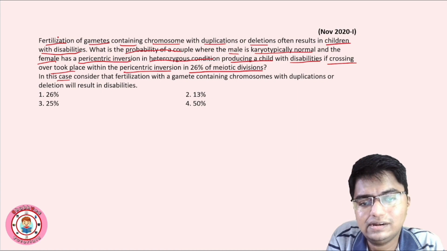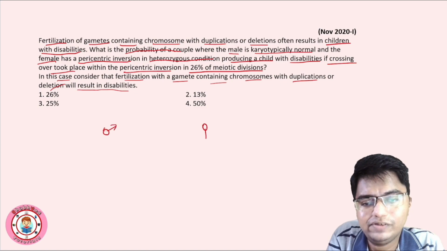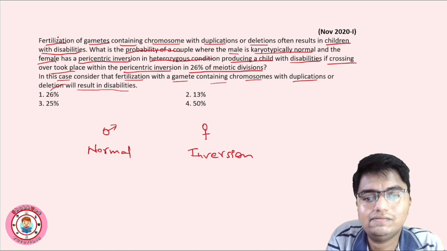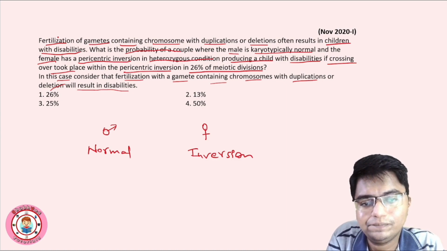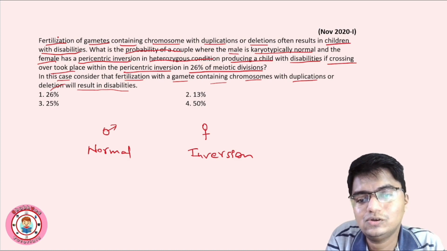In this case, consider that fertilization with a gamete containing chromosomic duplication or deletion will result in disabilities. Easy ऐसी. This is very big question but very easy. तो मेल है and female है. तो मेल is normal. Female तो mother है that is having a inversion. Okay, and inversion heterozygous condition है, right? तो हमें बताना है probability of occurrence of the children with disabilities.